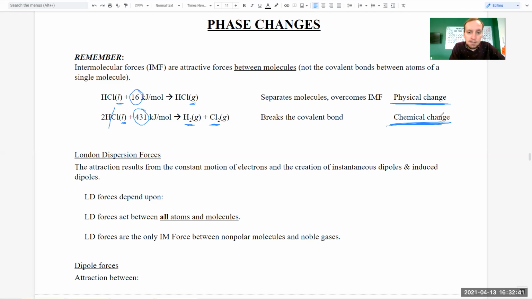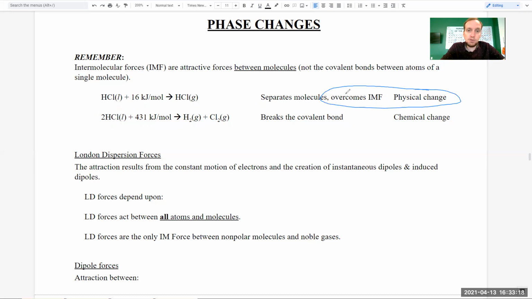And the reason why, when we add 431 kilojoules per mole of energy, is we're going to break the covalent bond, not the intermolecular forces, but the covalent bond that's actually holding the molecule together as a single molecule. So I hope that makes sense to you, because again, those are fundamentally very different processes. And what we're going into now is more of the first one, where we're talking about the physical changes and overcoming the intermolecular forces which hold solids, liquids, and gases in those particular phases, okay?